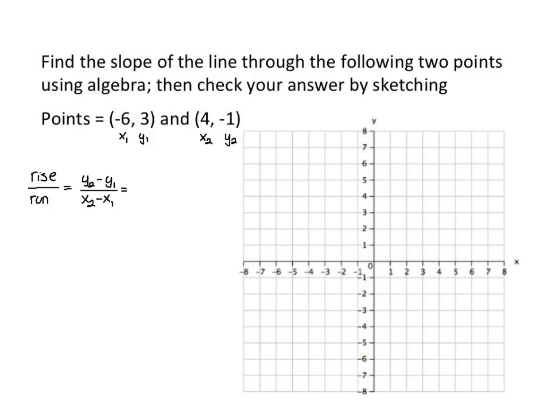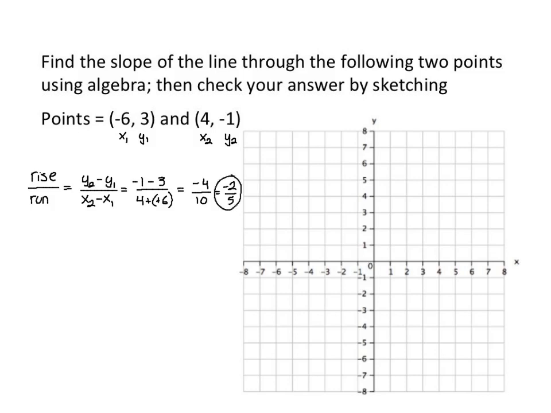I can simply plug in here. So y2, that looks like negative 1 minus the y1, which is 3, all over x2, which is 4, minus our x1, which is a negative 6. And since I'm subtracting a negative, I'm really adding. That's going to give me negative 4 over 10, which should reduce to negative 2 over 5 for our slope.